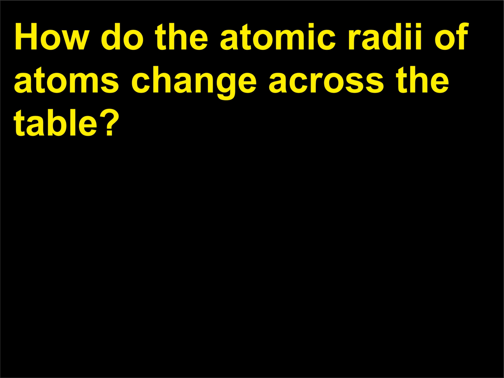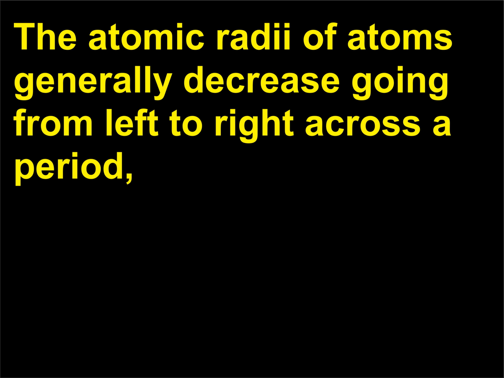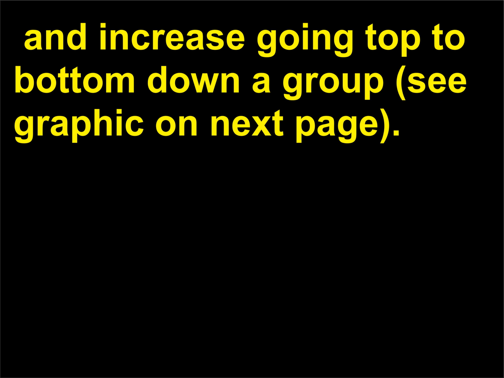How do the atomic radii of atoms change across the table? The atomic radii of atoms generally decrease going from left to right across a period, and increase going top to bottom down a group. See graphic on next page.